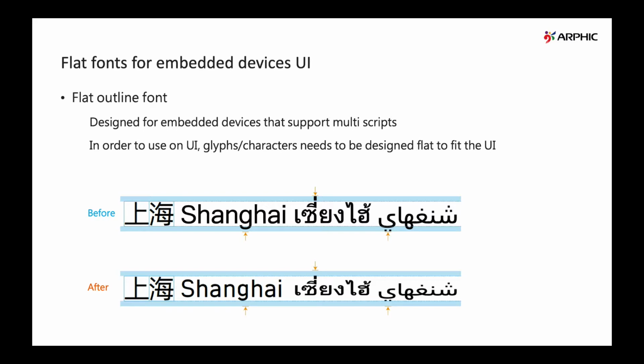Then we'll talk about flat fonts for embedded device UI. Flat outline fonts are designed for embedded devices that support multiple scripts. In order to use them on UI, glyphs and characters need to be designed flat to fit the UI. It always happens when using Chinese with Latin or some complex scripts on software or the UI of embedded devices. Since the font heights are different between scripts, it's hard for the UI to handle, and the client might ask for the same font height for all scripts. As you see in the picture, some of the glyphs in the upper picture are not inside the UI, and after we flatten the glyphs, they can fit in the UI.